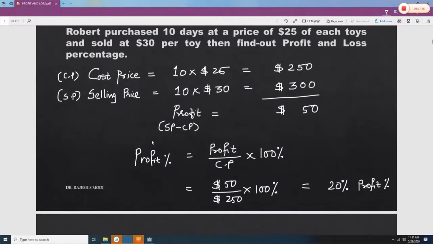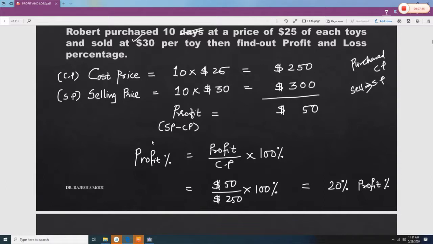Let us start an example. Robert purchased 10 items at the price of $25 for each toy, and sold at $30 per toy. Then find out the profit and loss percentage.